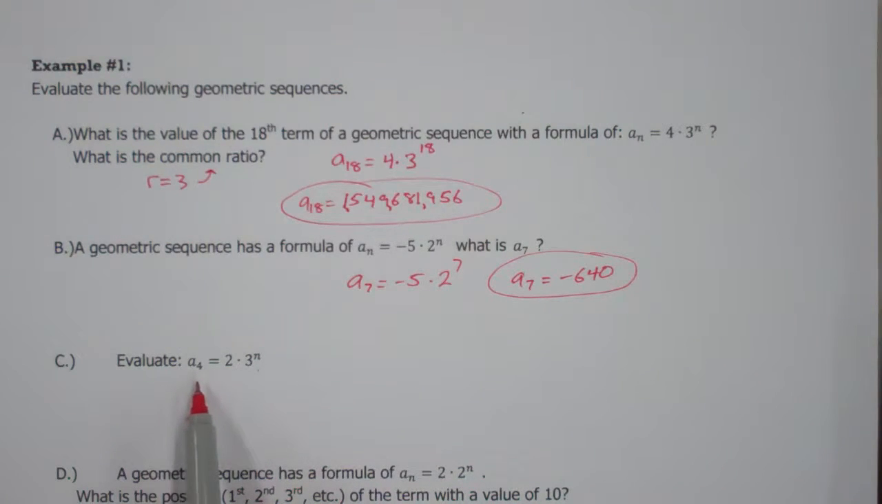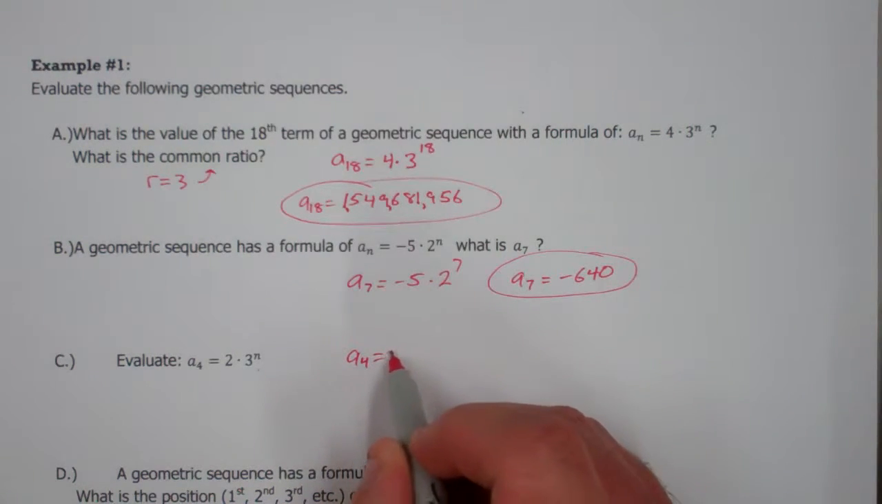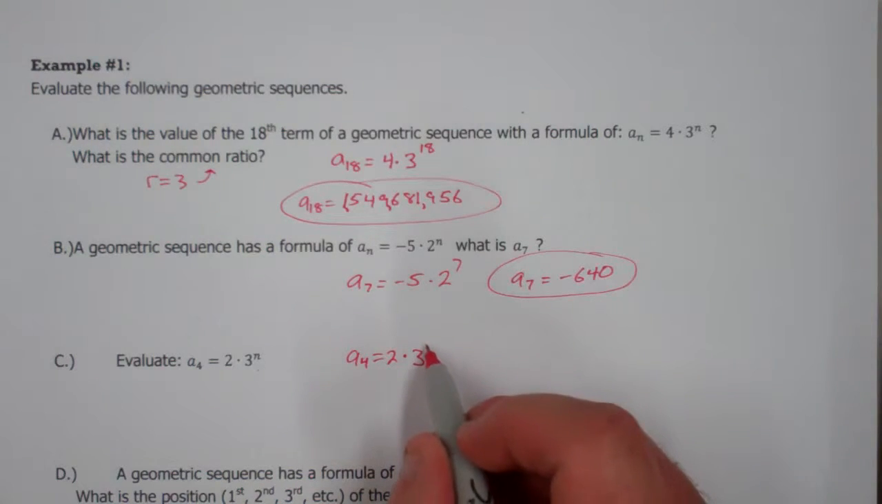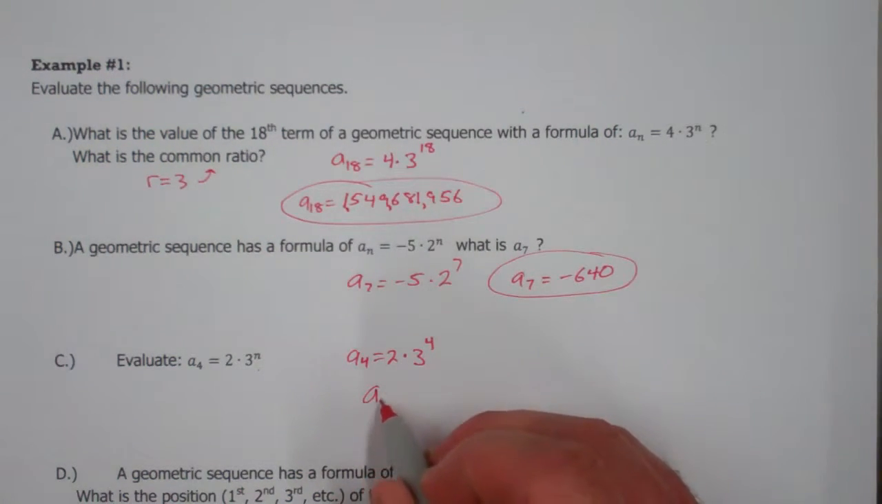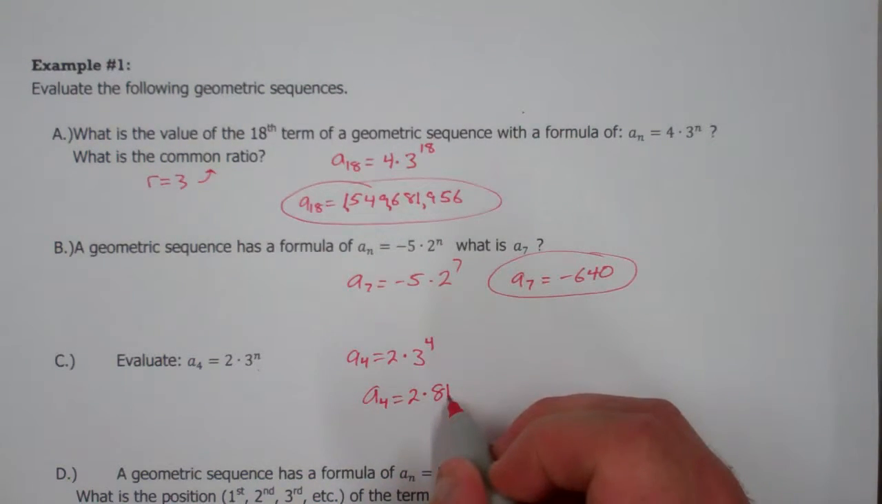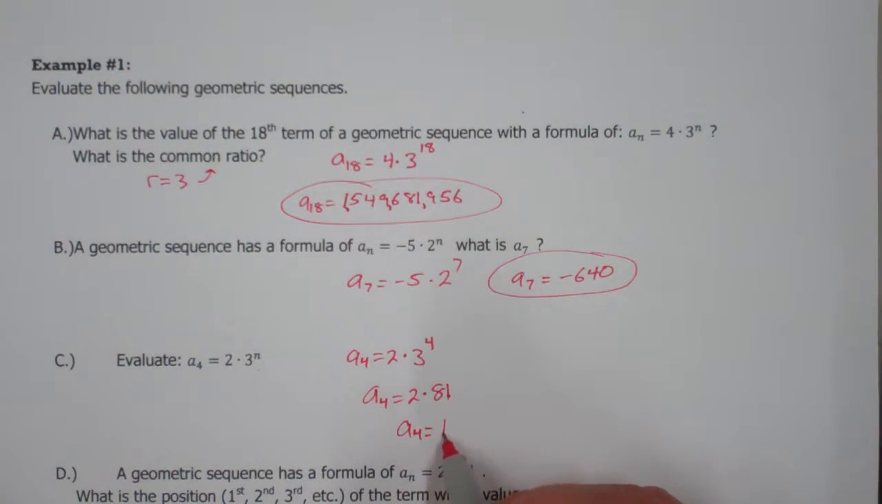In part C, we're going to evaluate a sub 4 is equal to 2 times 3 to the n power. A sub 4 is a shorthand for the value of the 4th term. To do this, all we need to do, same thing we did up here, with a new formula though, we'll just replace that n with a 4. So a sub 4 is equal to 2 times 3 to the 4th is 81. And then we'll do our multiplication following the order of operations and get 162 for that 4th term.